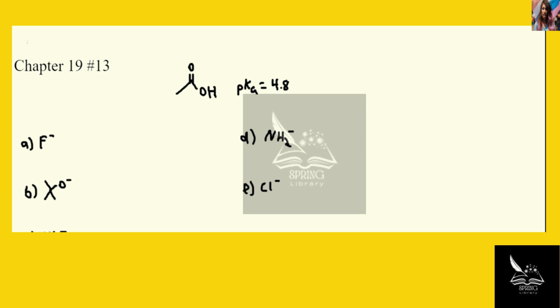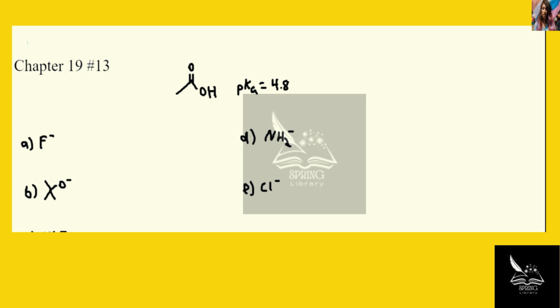This is the answer to Chapter 19, problem number 13 from the Smith Organic Chemistry textbook. And this problem says, given the pKa values in Appendix A, which of the following bases are strong enough to deprotonate acetic acid? And so basically, we are comparing pKa values here, and any base whose conjugate acid has a higher pKa than acetic acid's pKa can deprotonate acetic acid.